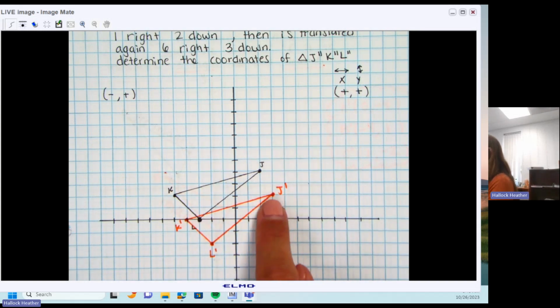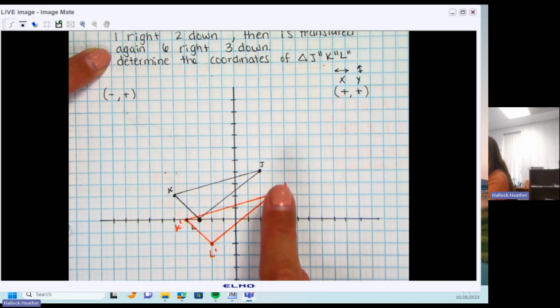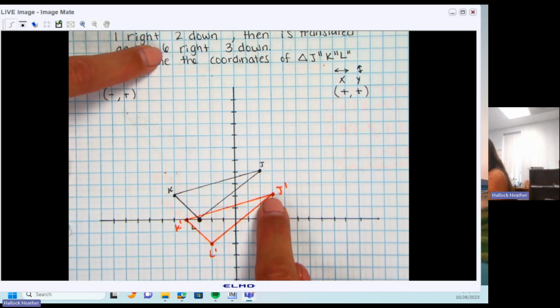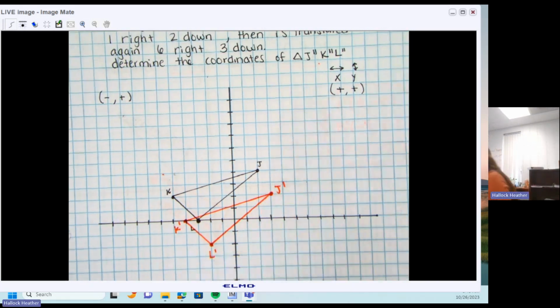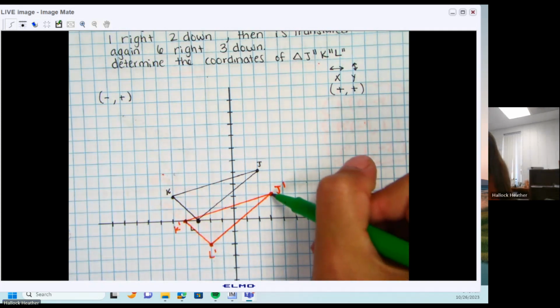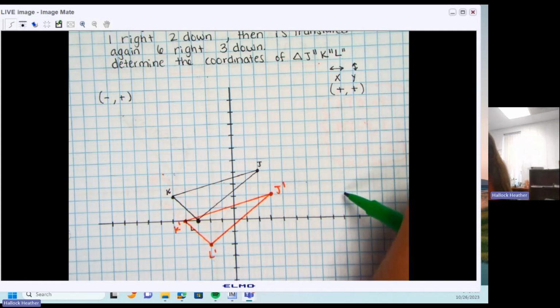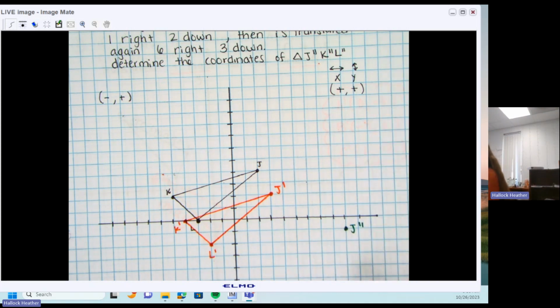You're using this one to then move again. So I'm going to start at J prime. It says then it is translated again, 6 right, 3 down. So I'm taking J prime and I'm going to go 6 right and 3 down. So J prime, 1, 2, 3, 4, 5, 6, down 3: 1, 2, 3. So J double prime is all the way over here.